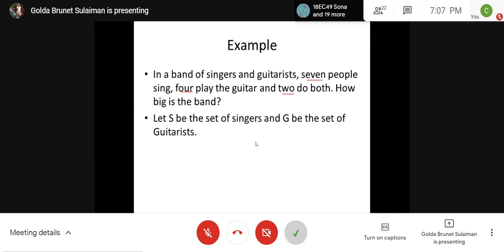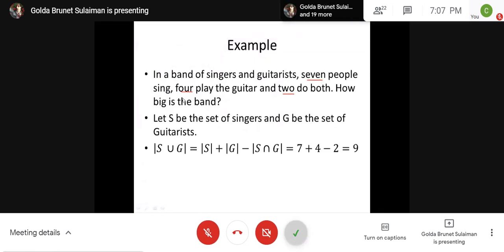So let S be the set of singers. This is the formal way of saying what Sandhya said, which is exactly correct. Let S be the set of singers and G be the set of guitarists. So the cardinality of S is 7, and the cardinality of G is 4. When two of them do both, it is the common part, the intersection, right? So we subtract the 2 and we get 9.